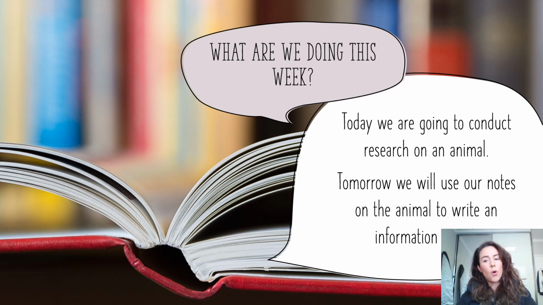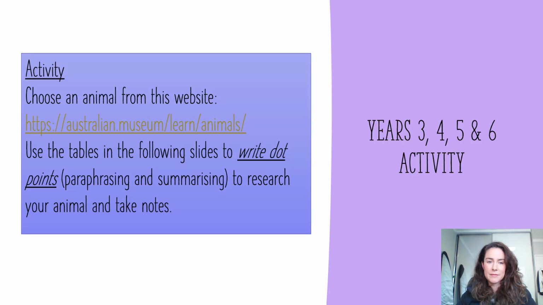So what we're going to do today is conduct some research on an animal, and then we'll use our research notes to write an informative text on this animal. First step is to click the link here, go to the website and choose an animal of your choice. Then in the slides after this is a table with some guiding questions where you can write dot points, paraphrasing and summarizing your research on the animal and taking notes.